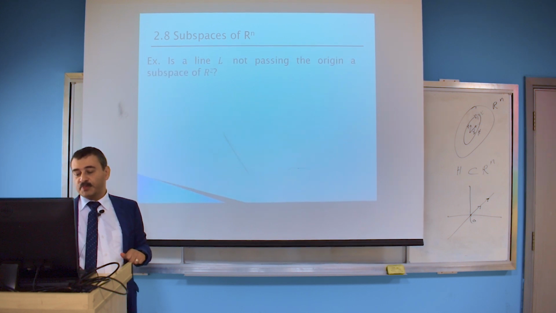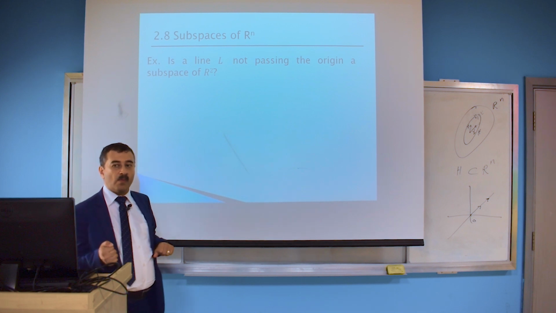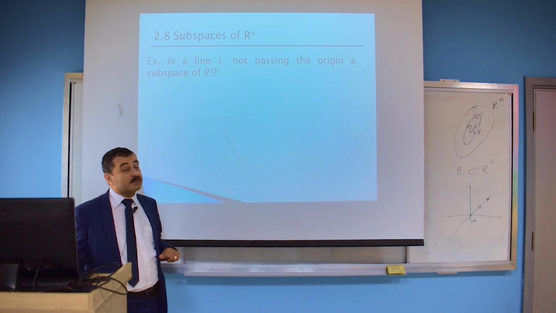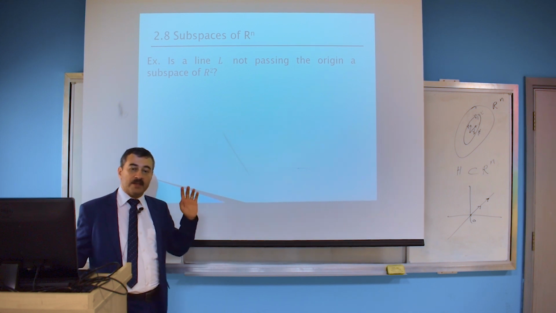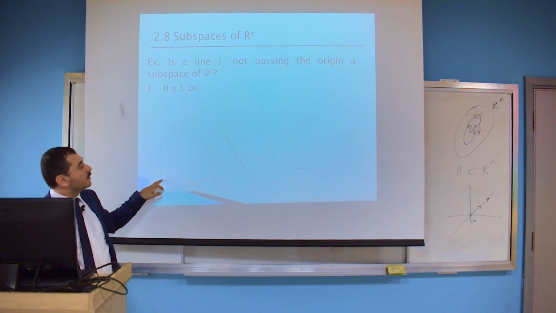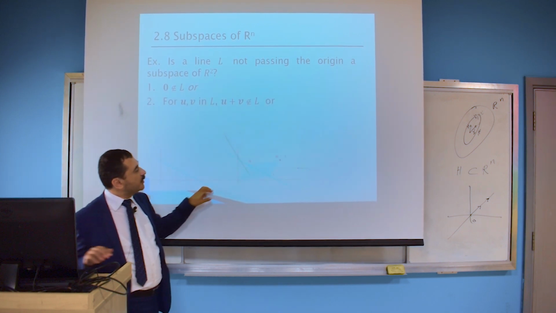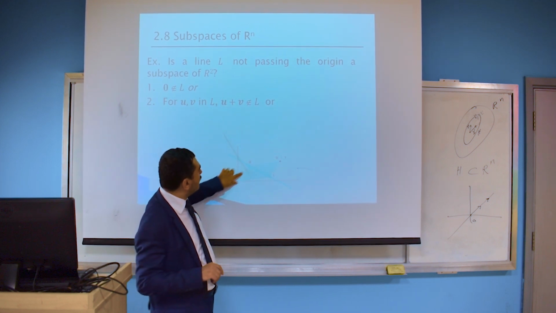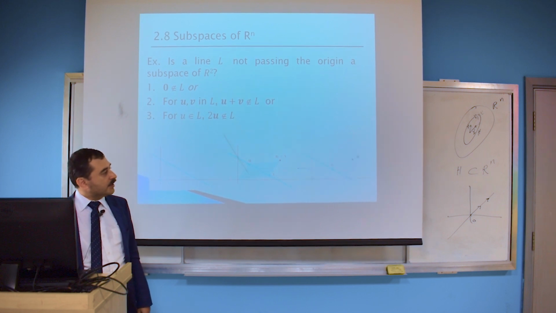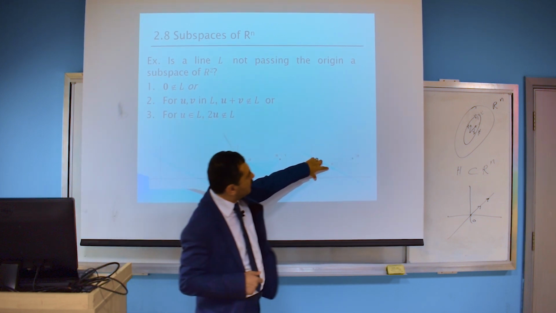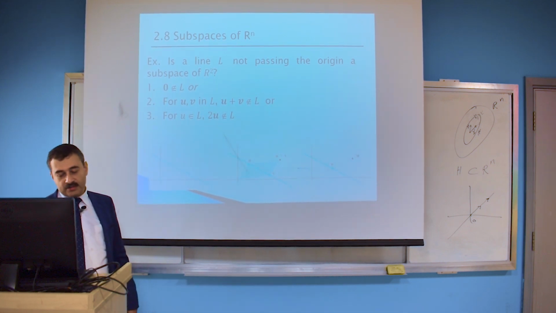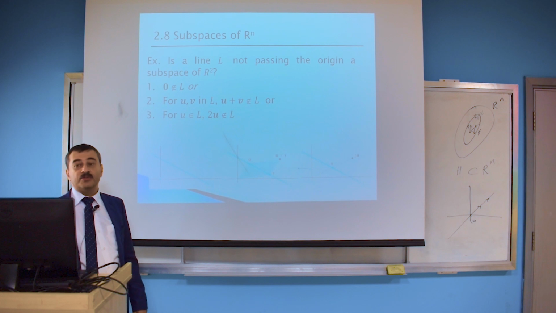What about a line not passing through the origin? Could it be a subspace? It has a problem with 0. The 0 vector is not on the line. Also, if you take two vectors on the line, then the sum would not be on the line. So it doesn't satisfy any condition, actually. If you scalar multiply the vector, you will get a vector outside the line. So this is not a subspace of R2.